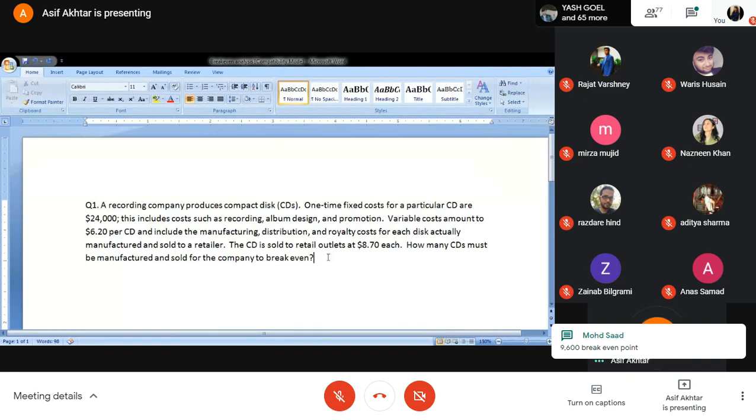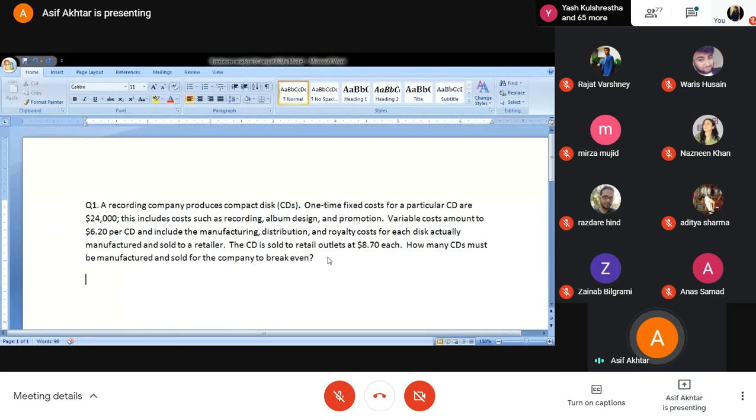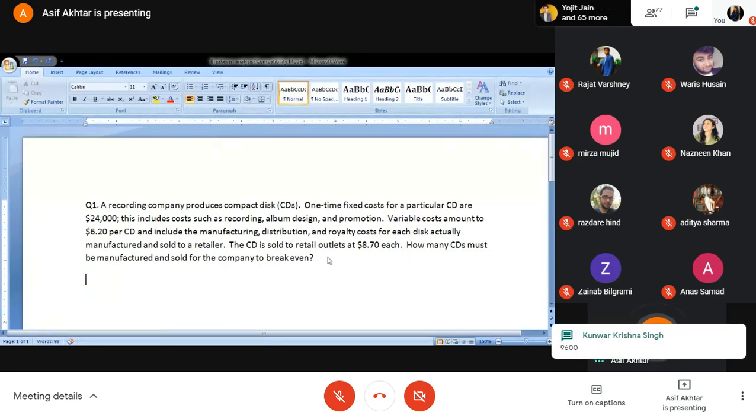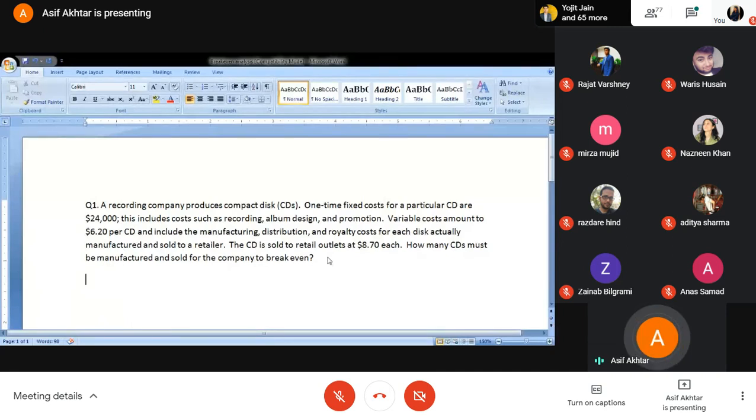So this is the question. I am taking a very simple question, keeping in view that there are several non-mathematical background students who are looking at this type of question for the first time. So it's a very simple question for everyone. What do we need to calculate? The point of interest is the break-even point.